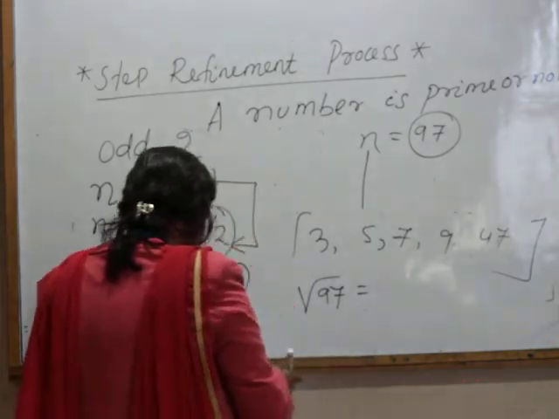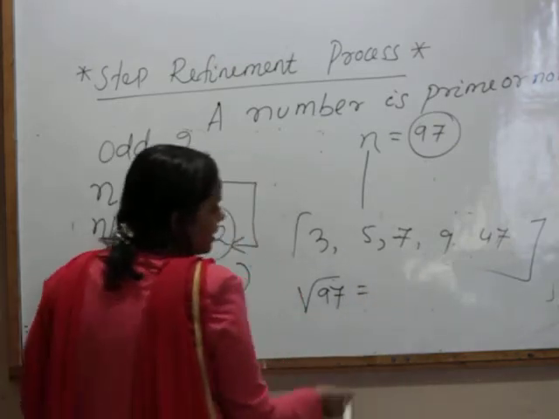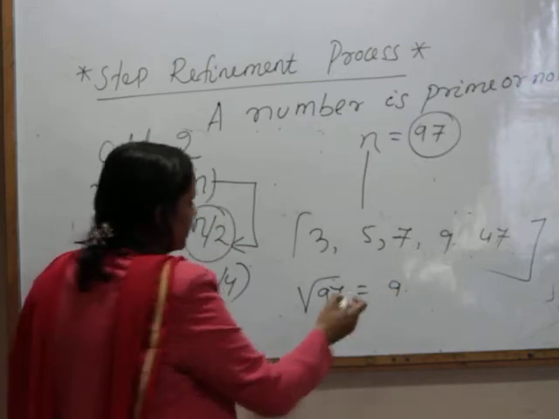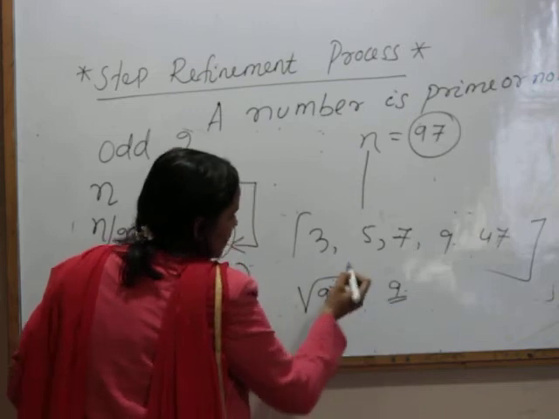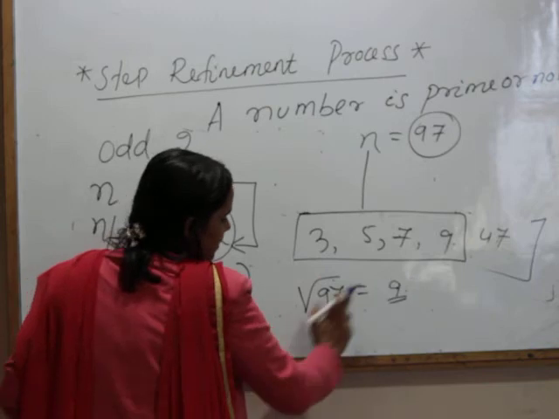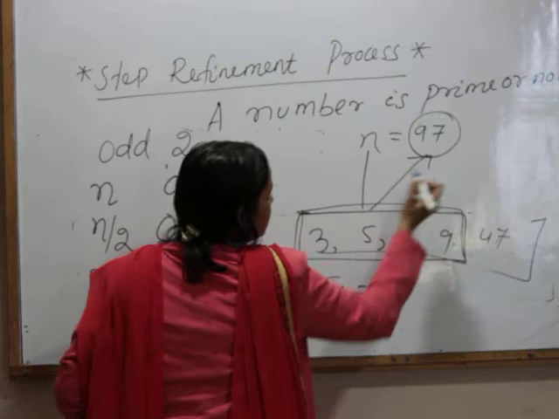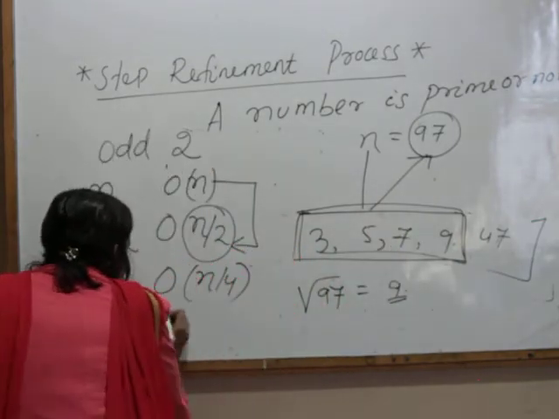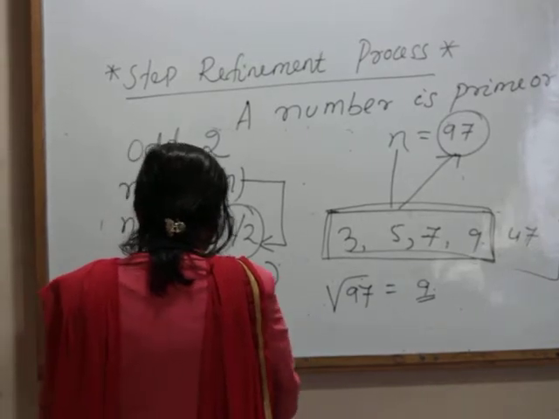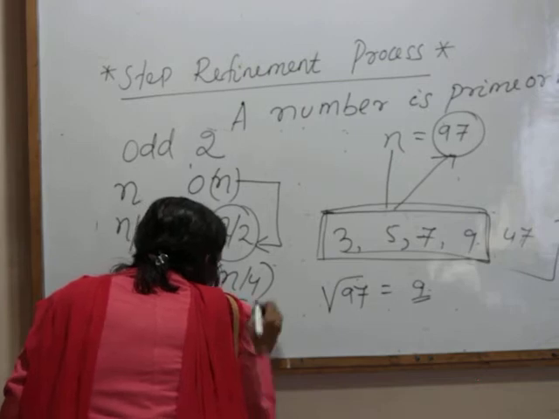So if you are taking 97, you can take the root, and whatever number you are getting, suppose you are getting 9 point something, if you take the lower bound, maximum 9. So you can consider only root of 97, that is 9. This number you can consider and check whether 97 is prime or not. So again the time complexity will be reduced, and we can write it like this, root of n divided by 4.